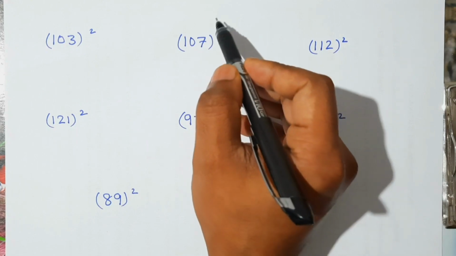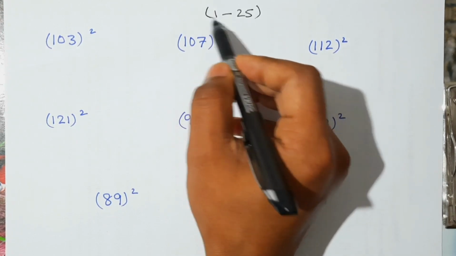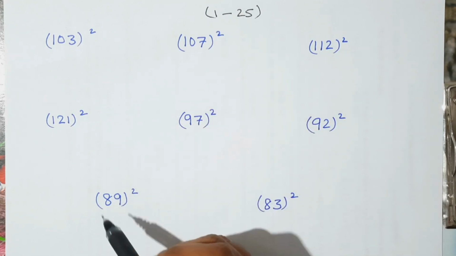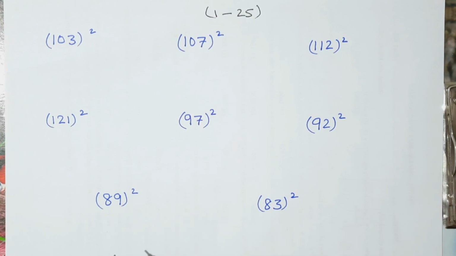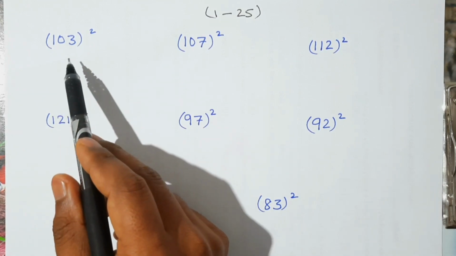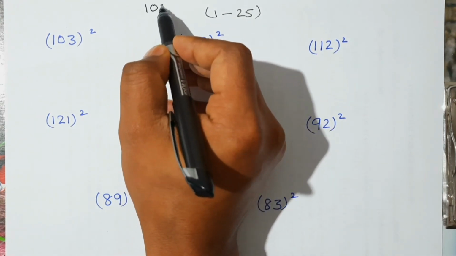To use the base method to find the square of any number, the first thing is we should know the squares of numbers from 1 to 25. Then we can easily calculate the square of any number by using the base method. Here we can see that all these numbers are closer to 100. That means we are going to take 100 as a base.